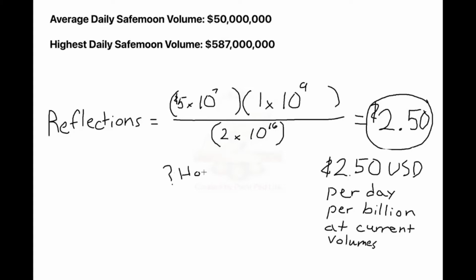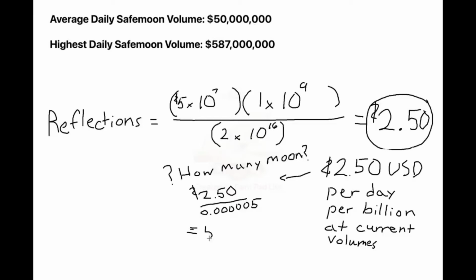How many Safemoon is this? Well, that depends on the price. So let's divide our answer by the current price of Safemoon. At the time of writing, it's 5 zeros with a 5 at the end. And our $2.50 is 500,000 Safemoon. So if you have 1 billion Safemoon and the daily volume is $50 million, you should expect to see 500,000 Safemoon at this current price, which is about right.